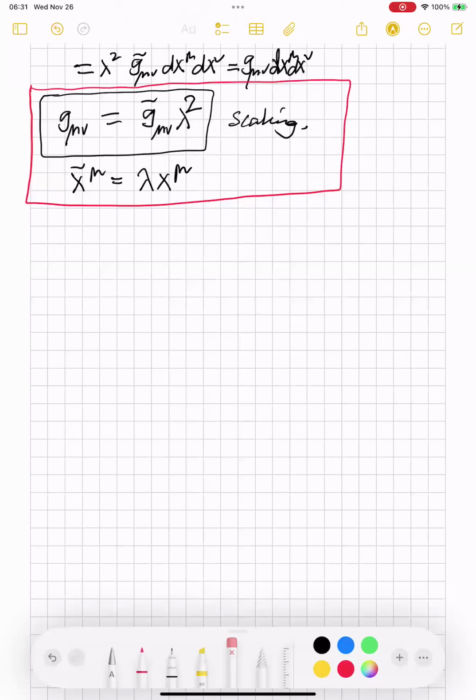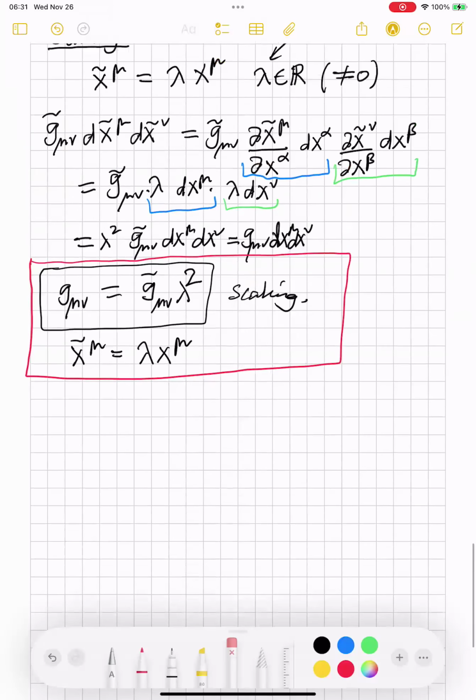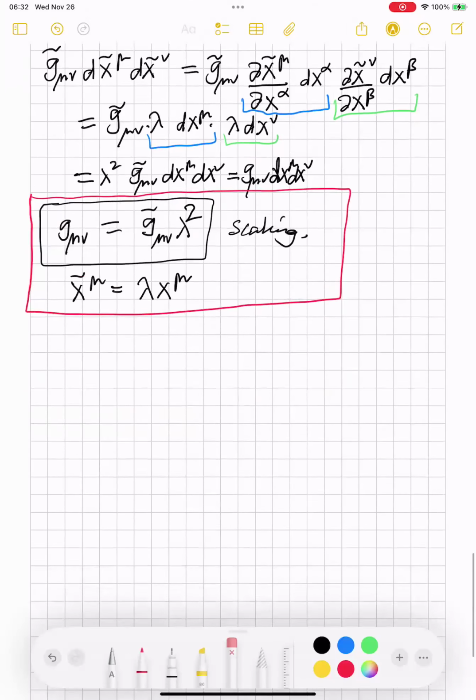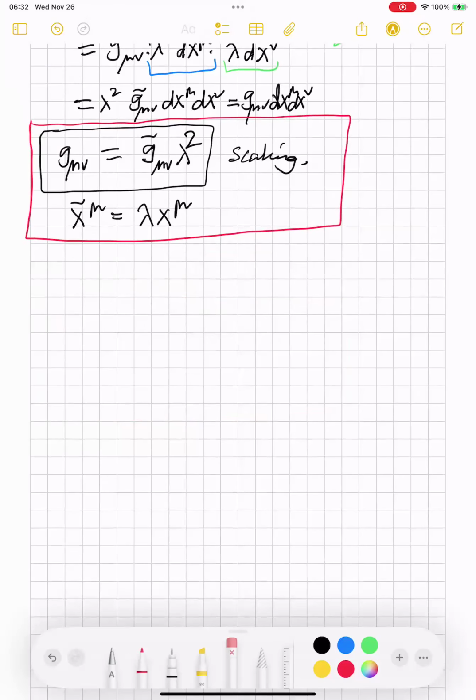Okay, so one thing I'd like to stress about the above derivation, you can see that we didn't use anything special at all about the metric. And a consequence of this is that scaling symmetry is a very general symmetry that's present in conformal field theories defined on any manifold. So whenever you have a conformal field theory, it will come with a scaling symmetry.